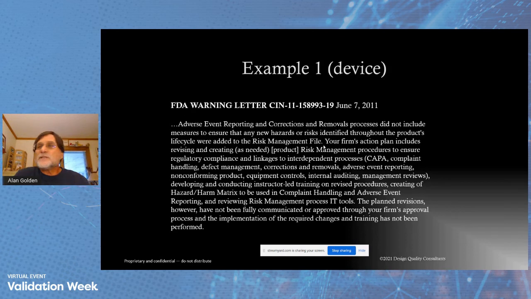This is a very, very simple observation. The firm's action plan includes revising. And remember, you only get a warning letter after you've responded to an initial 483 observation on Form 483, and the FDA does not think your response is adequate. Again, creating as-needed product risk management procedures to ensure regulatory compliance, developing and conducting instructor-led training and revised procedures. The planned revisions have not been fully communicated or approved through your firm's approval process, and the implementation of the required changes has not been performed.